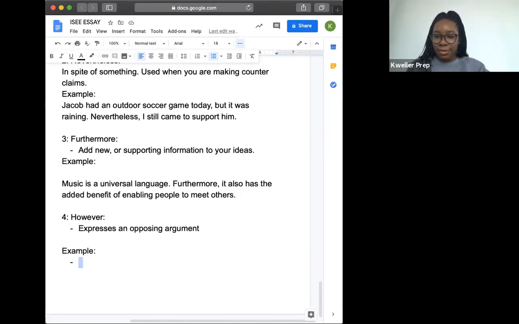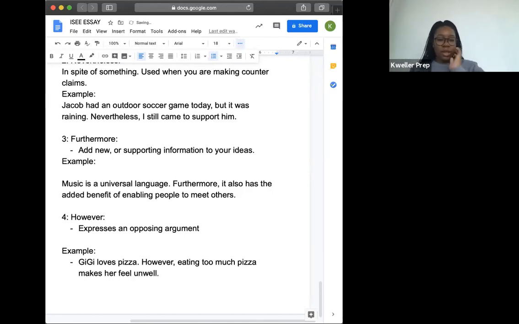Okay, Gigi loves pizza. However, eating too much pizza makes her feel unwell. Or eating too much makes her feel unwell. Sorry, I said pizza twice. Using the same word too close together is called redundancy. When you use the same word too much, it just becomes kind of repetitive or redundant. So that's why I removed that pizza.